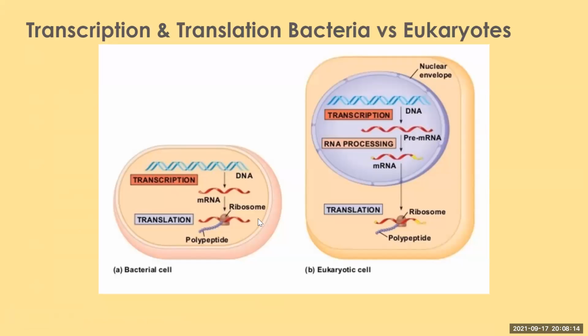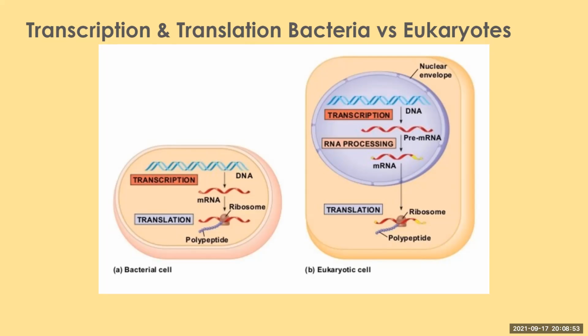The differences between transcription and translation in bacteria versus eukaryotes are quite evident. Bacterial cells, or prokaryotic cells, don't have the complex machinery that is found in a eukaryotic cell. For example, the more complex membrane-bound organelles are not found in bacterial cells. And most importantly, the nuclear envelope, or the nucleus, is not found in the bacterial cell. So transcription and translation both happen in the cytoplasm.